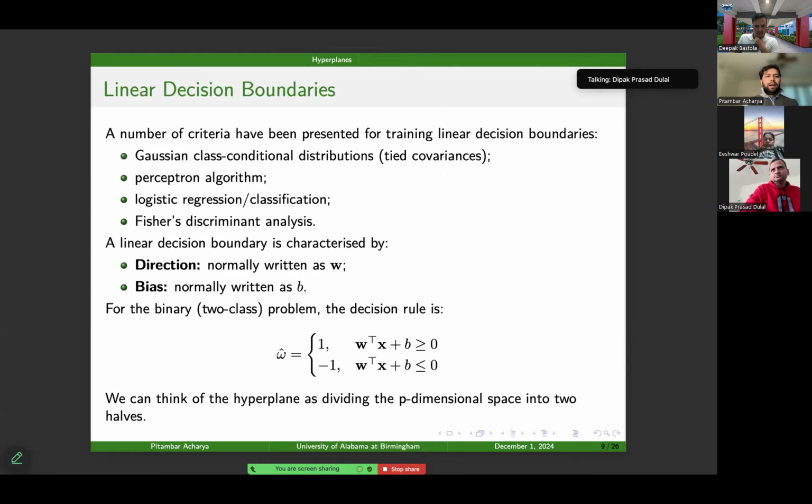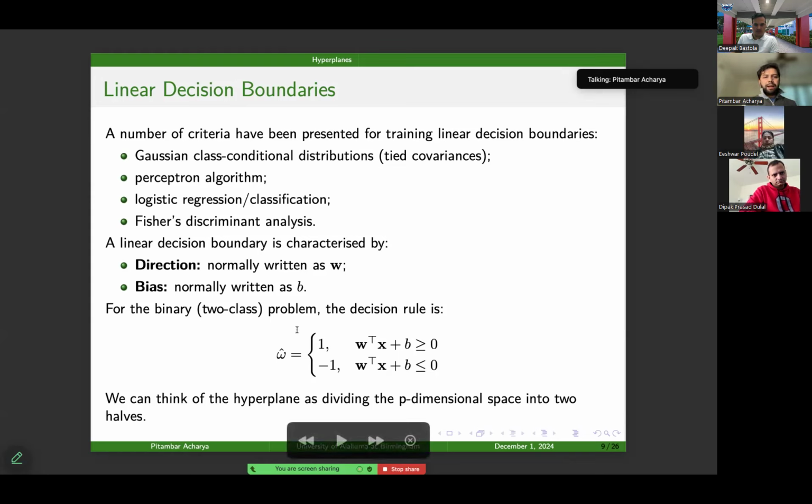In the case of a linear decision boundary, we have a number of criteria for training it. The first is the Gaussian class conditional distribution. We also have the perceptron algorithm, logistic regression, and Fisher discriminant analysis. In detail, we are not going through all the decision boundaries, but a linear decision boundary is characterized by the direction. We have a normal vector w that represents the direction, and the bias is represented by b.